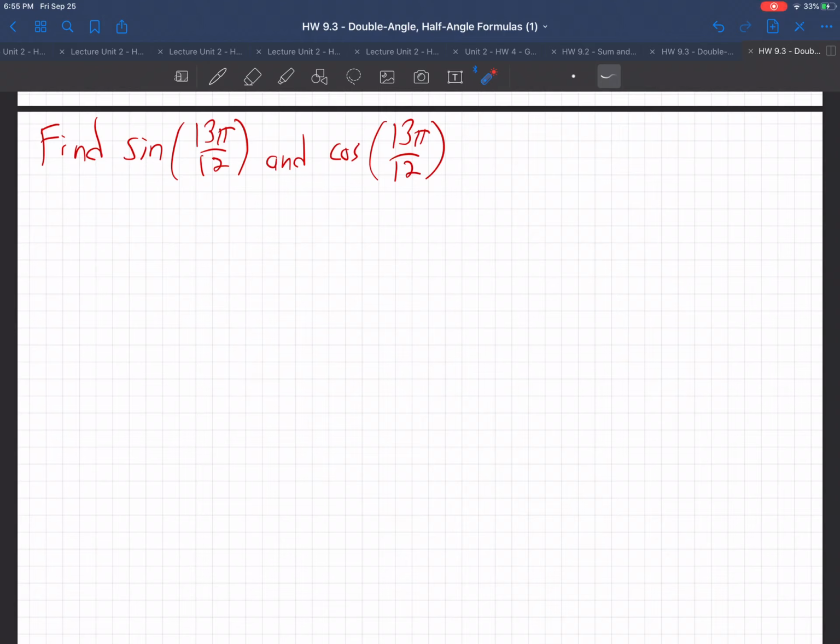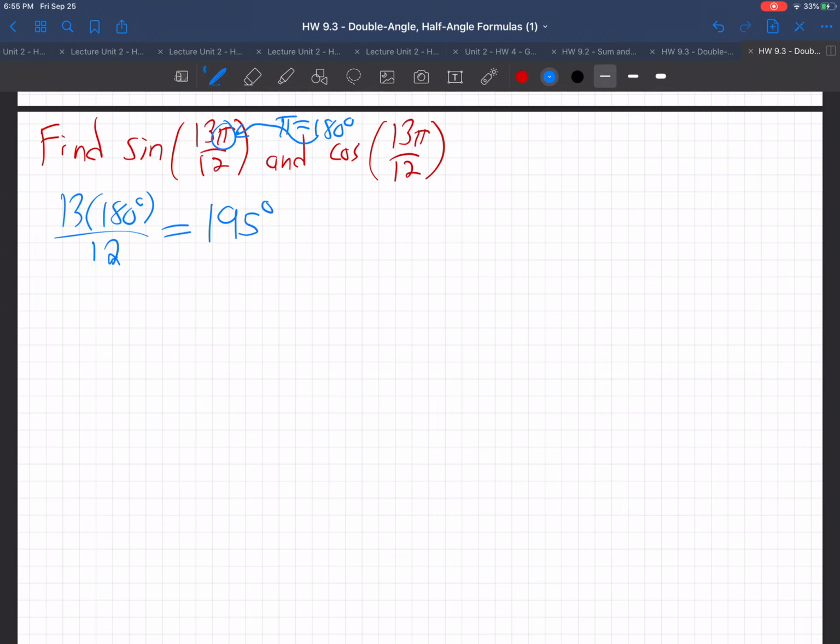Here's an example in which we're trying to find the sine of 13 pi over 12 and the cosine of 13 pi over 12. The first thing to do is to plug in pi as 180 degrees. Let's change it to a degree angle. So 13 times 180 degrees over 12. Use your calculator, hit the buttons, you'll get 195 degrees.